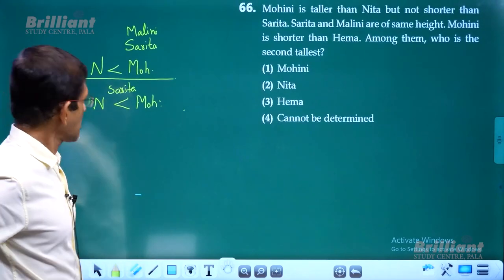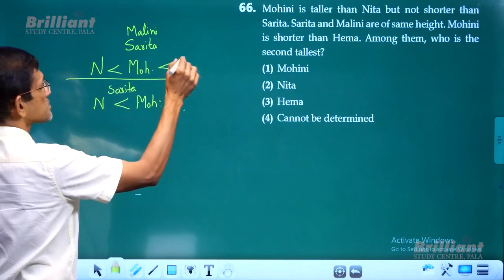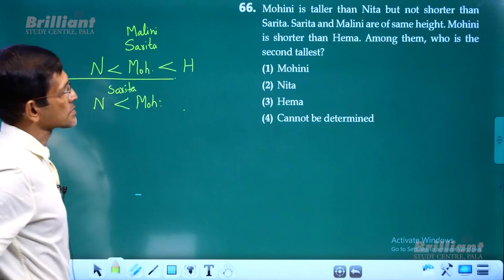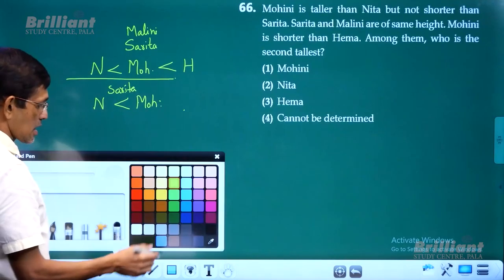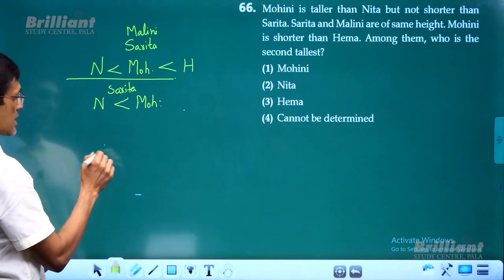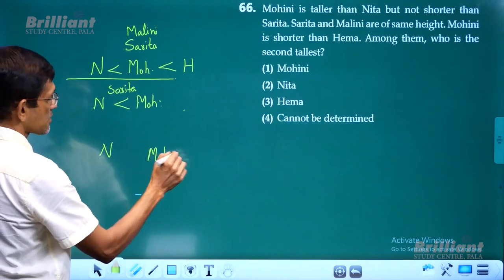Mohini is shorter than Hema. So Mohini is shorter than Hema. Among them, who is the second tallest? Second tallest. Okay, let's look at it this way. We have Nita, we have Mohini, and we have Hema.